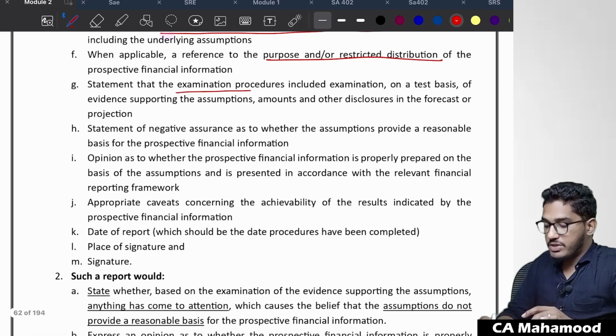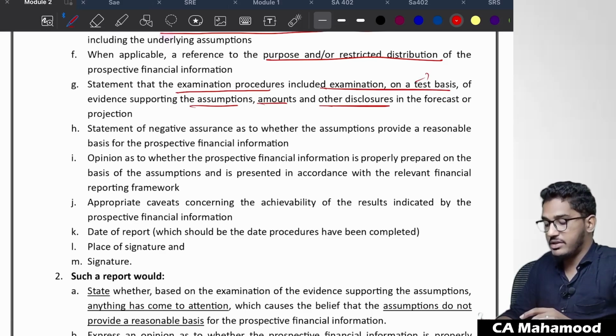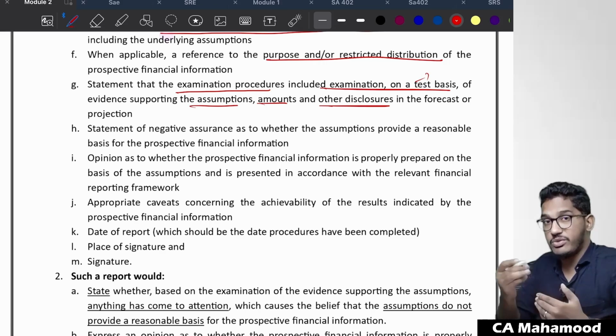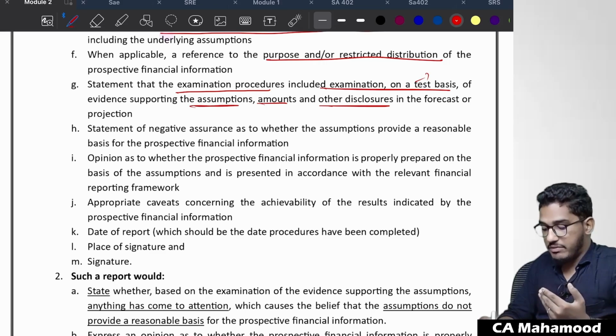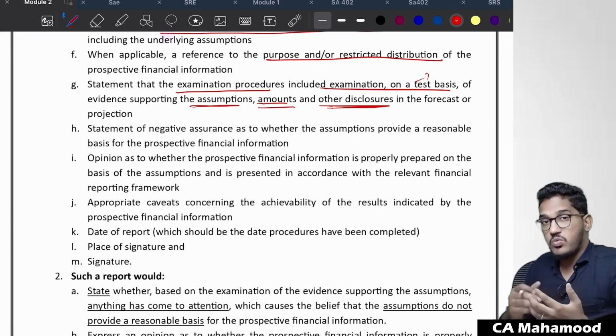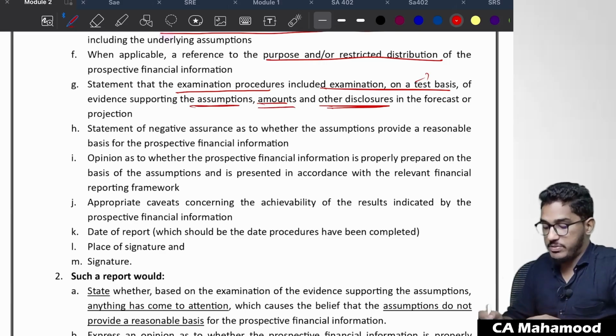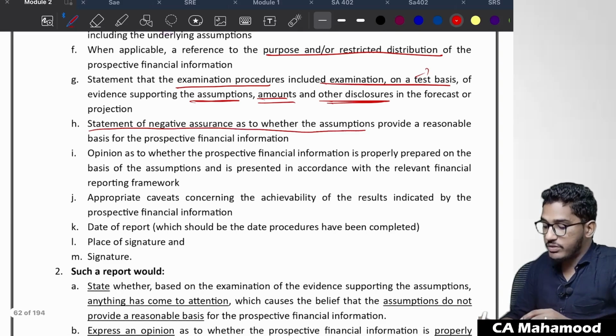Statement that examination procedures included examination on a test basis, that is on a sampling basis, of evidence supporting the assumptions, amounts and other disclosures. So you have to say what procedures you have followed in order to get the evidence regarding assumptions, amounts and disclosures. What procedures you have followed, that also you have to explain. Statement of negative assurance as to whether assumptions provide a reasonable basis for the conclusion.